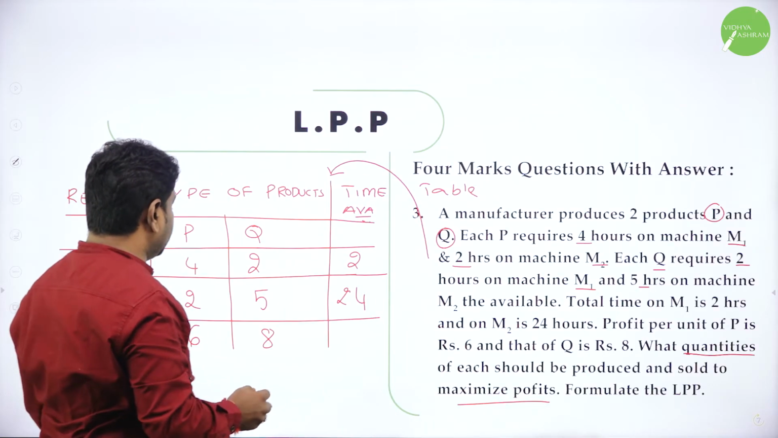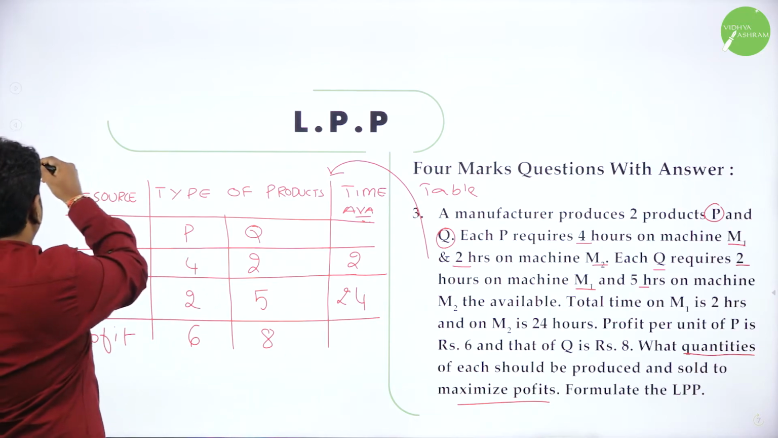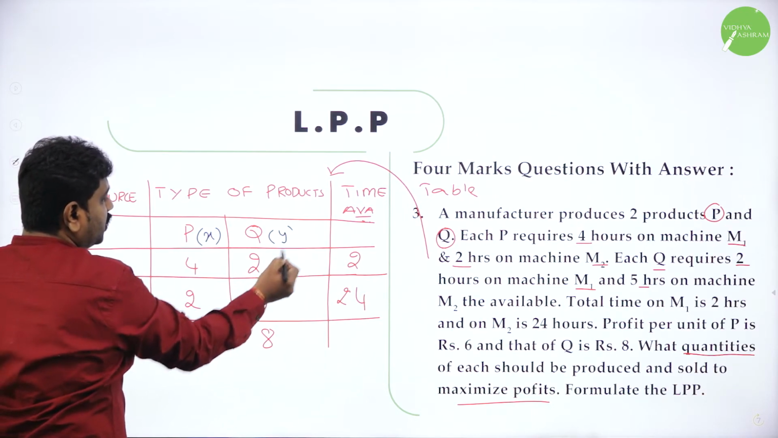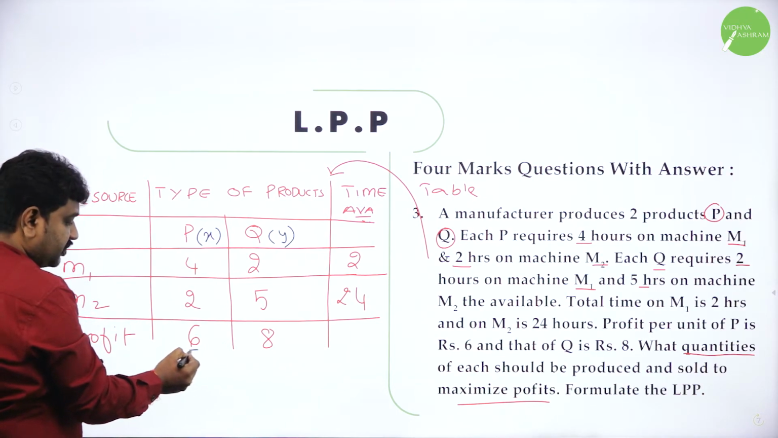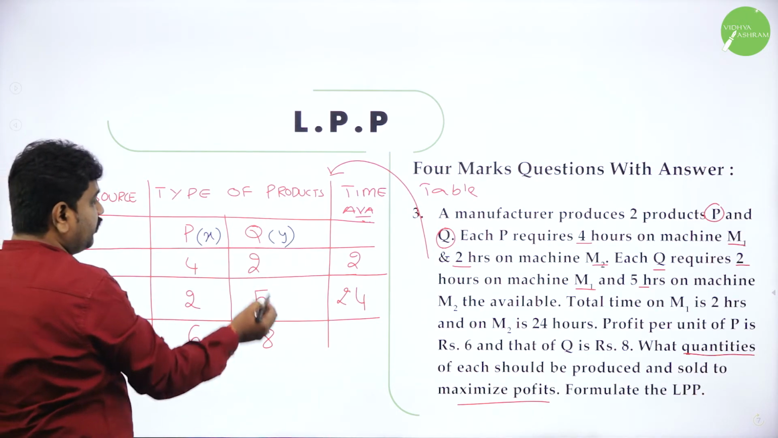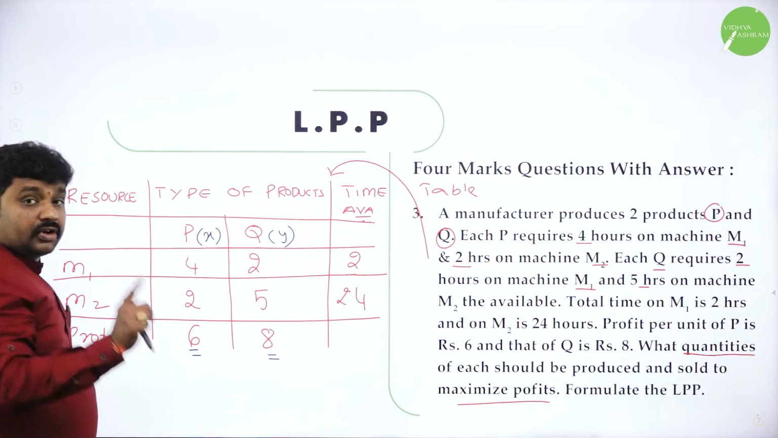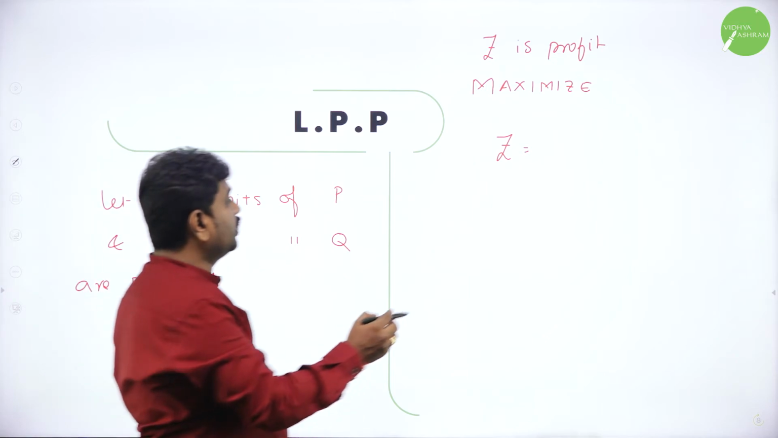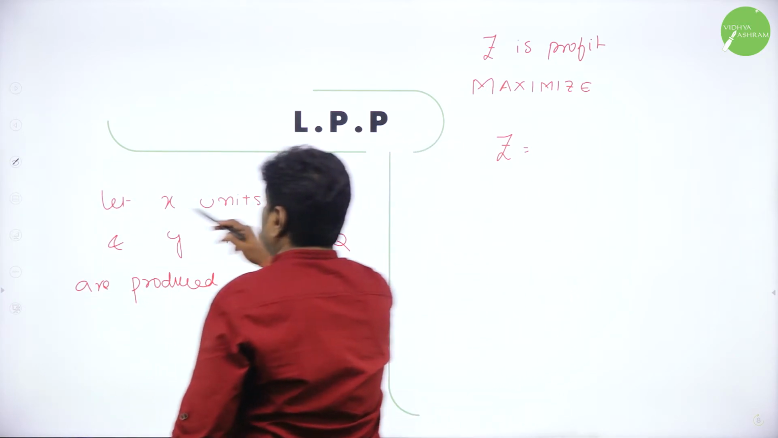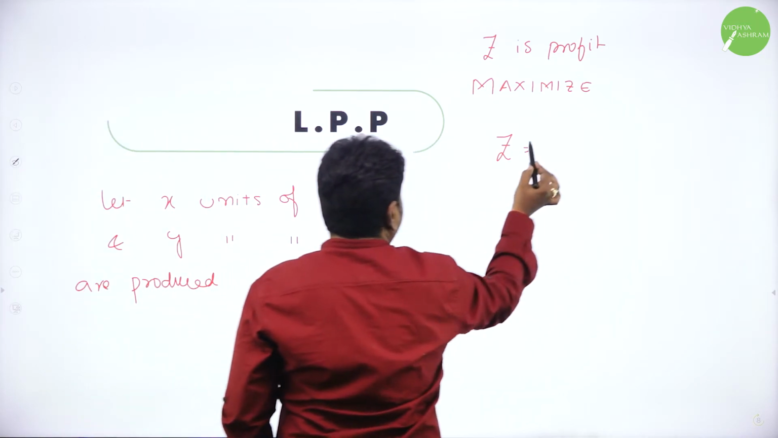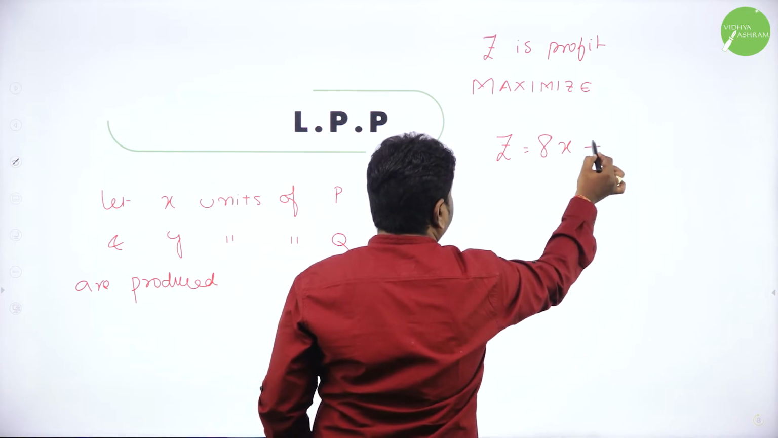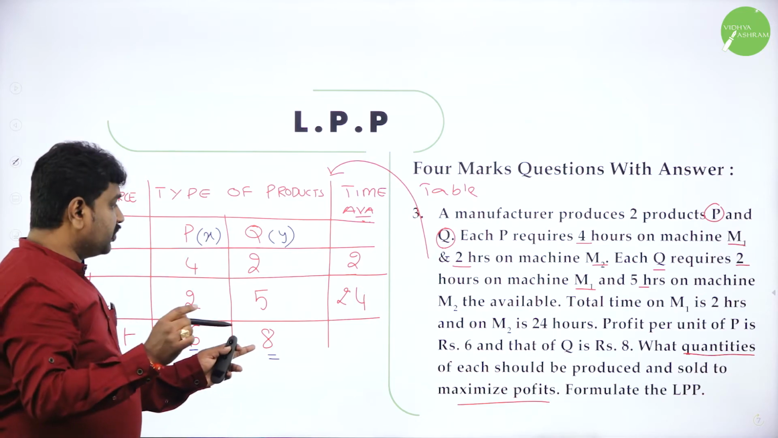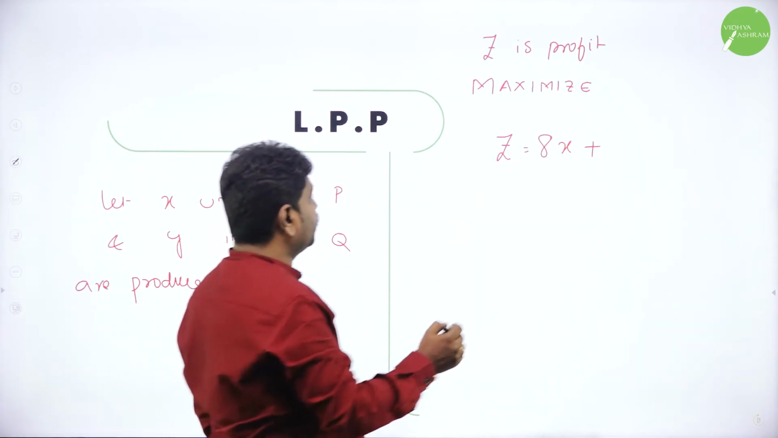And you see the table. I am producing x units of P and y units of Q. Per unit of P, profit is 6 rupees. Per unit of Q, profit is 8 rupees. Per 1 unit, 6 rupees, and I am producing x units. So total profit is what? For Q, for 1 unit 8 rupees, for y units 8y.